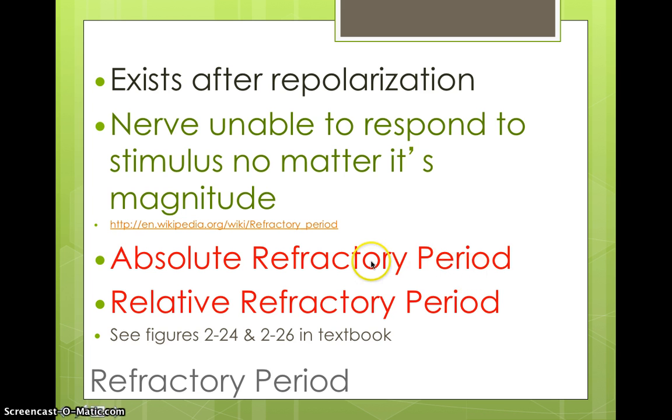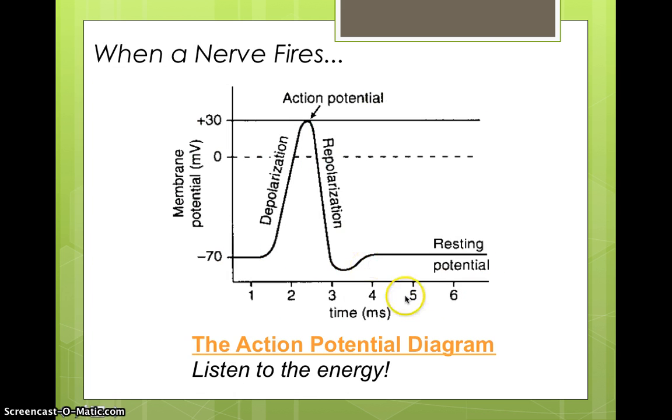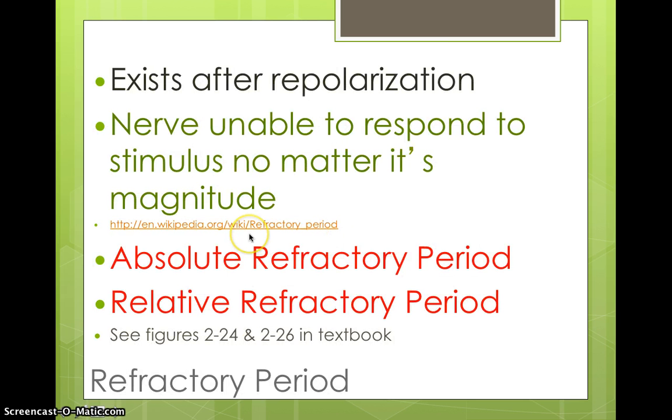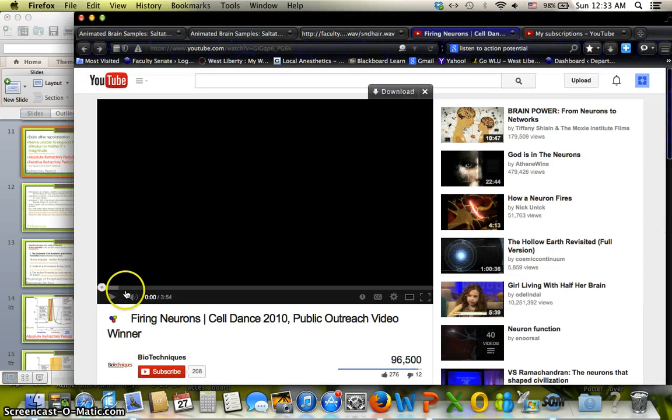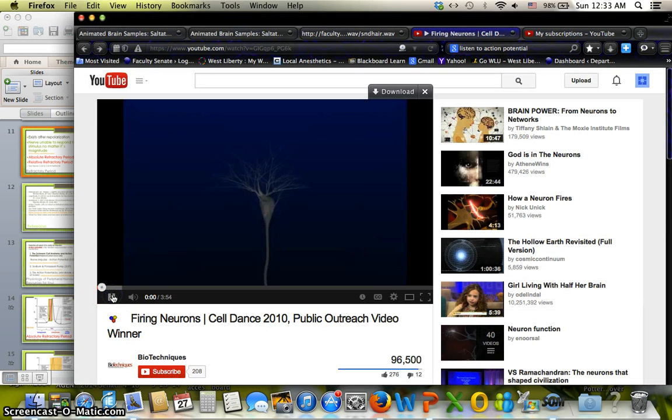The resting potential has a section called the absolute refractory period, where this graph dips down. In the absolute refractory period, the nerve is completely unable to respond to the stimulus, no matter what its magnitude. Now I'd like to show you a little video that shows nerve impulses flying along through the nerves.